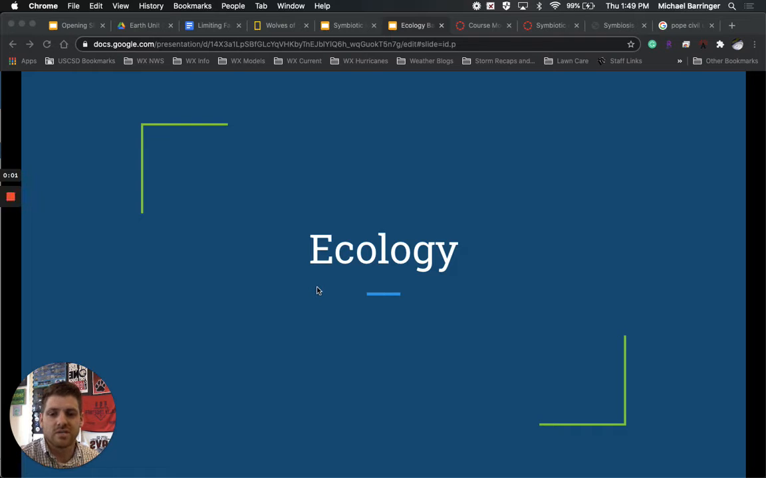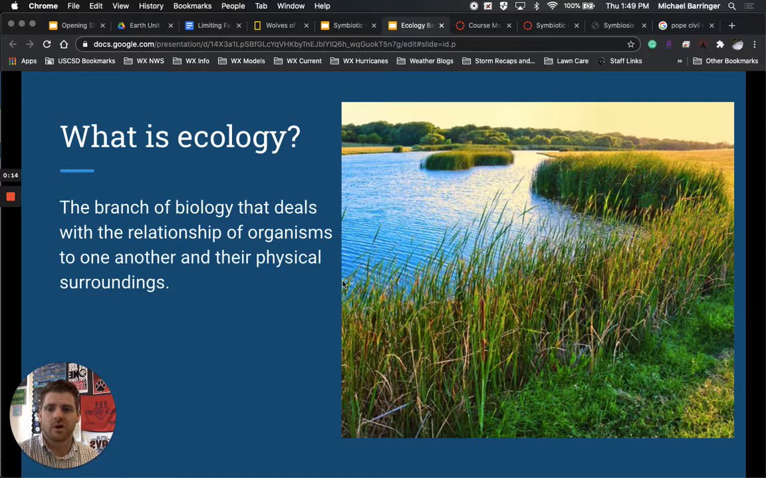All right, guys, so this is ecology. We're making a shift from plate tectonics and the formation of Earth and how things got to where they are now, to talk about the different things that live on it and how they interact with each other. When we take a look at ecology, we're talking about a branch of biology that deals with the relationships amongst organisms and the physical surroundings around them.